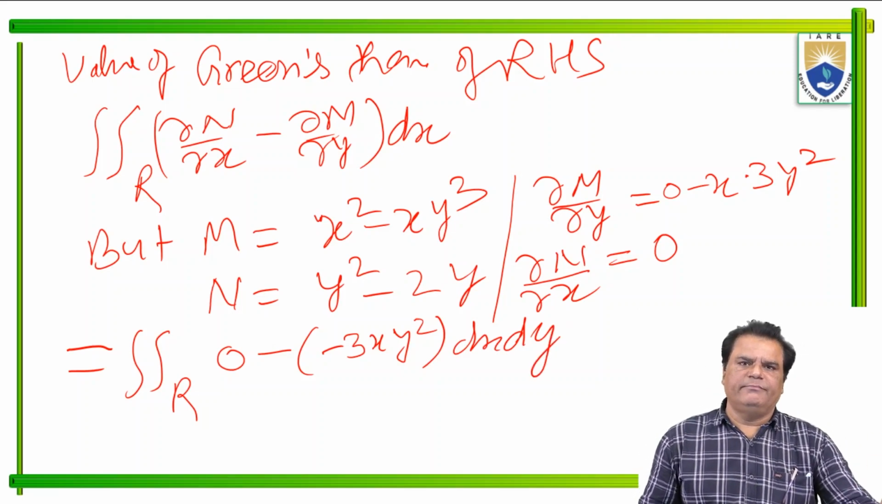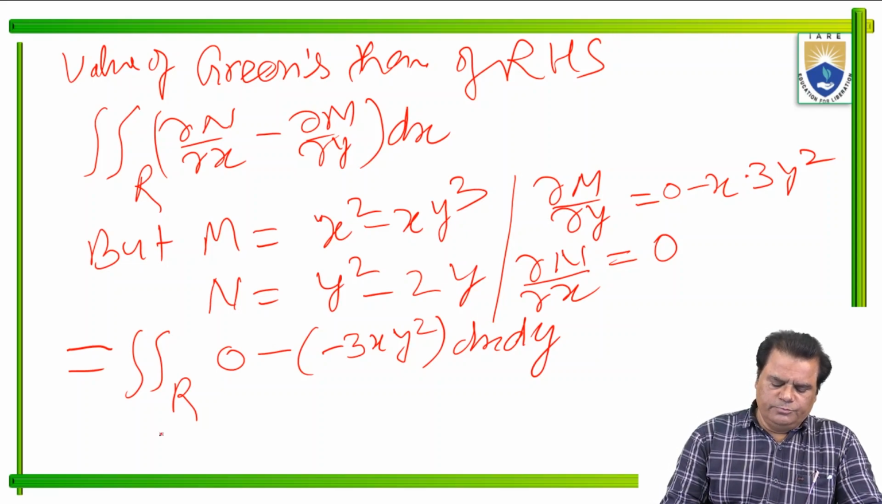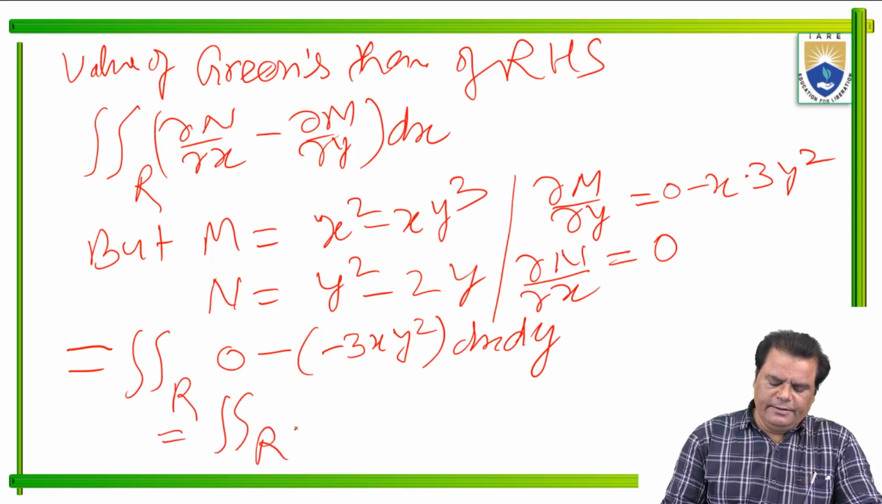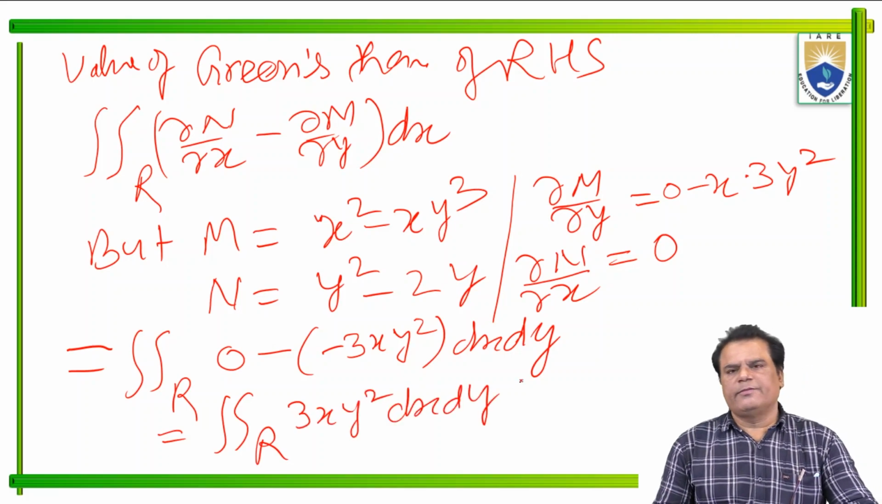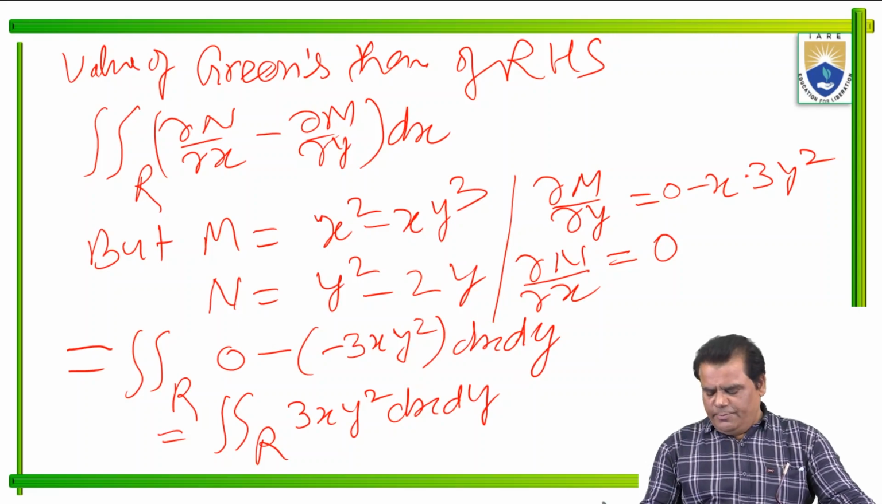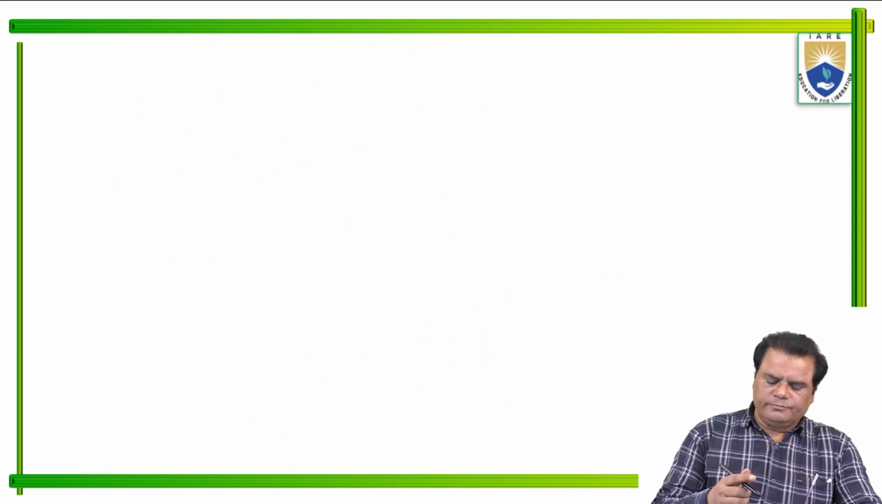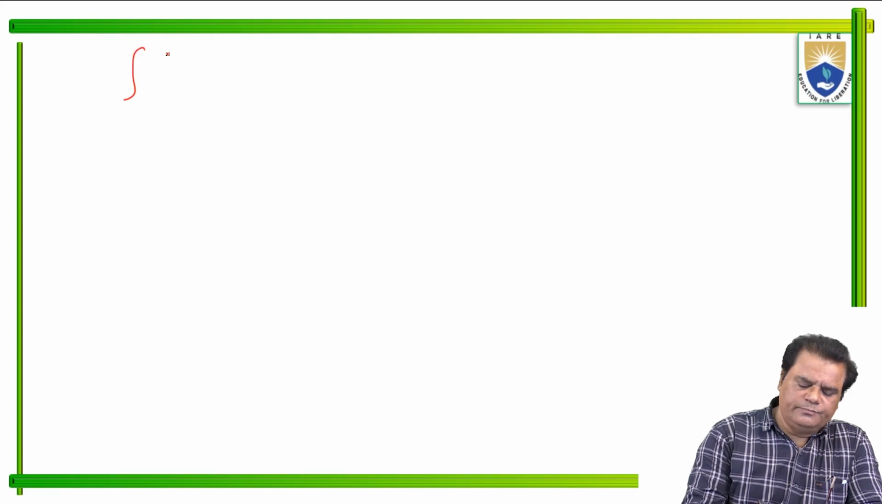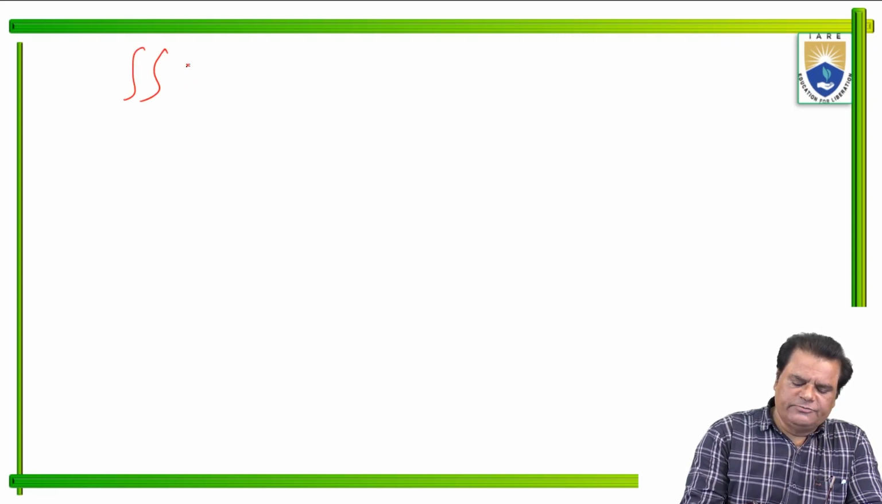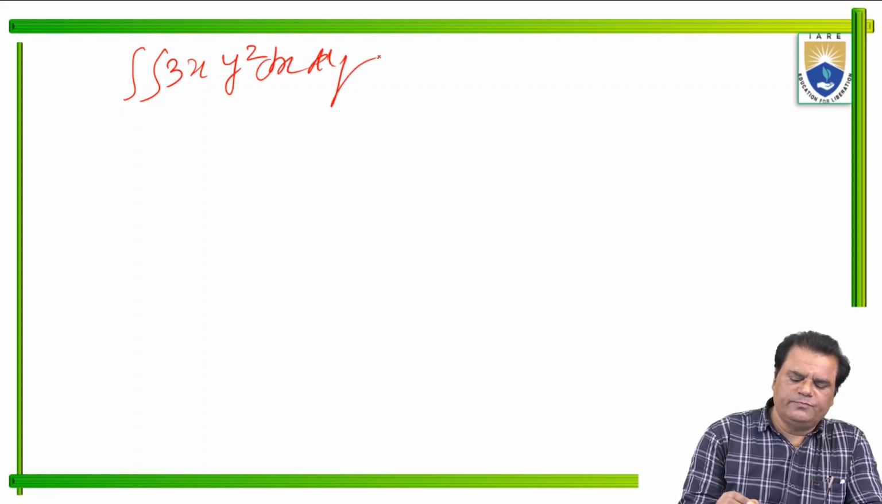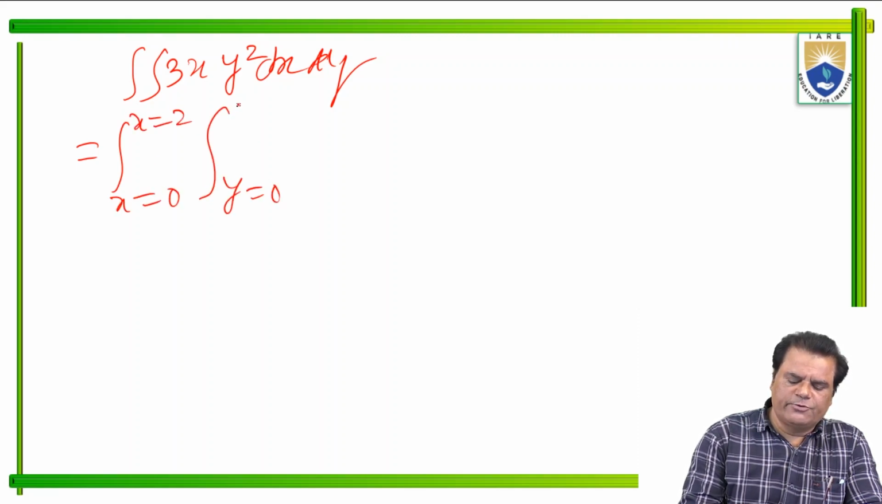On the left hand side we have to find out the value. So double integration over region R of 3xy square dx dy. Now the limits: x equal to 0 to x equal to 2, and y equal to 0 to y equal to 2. This is the limit.